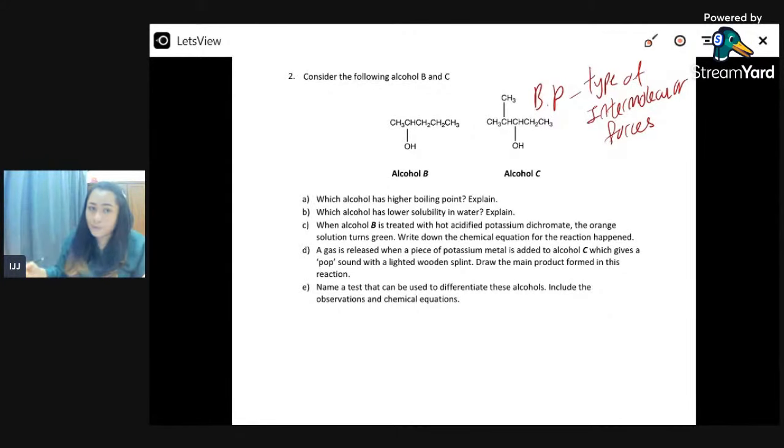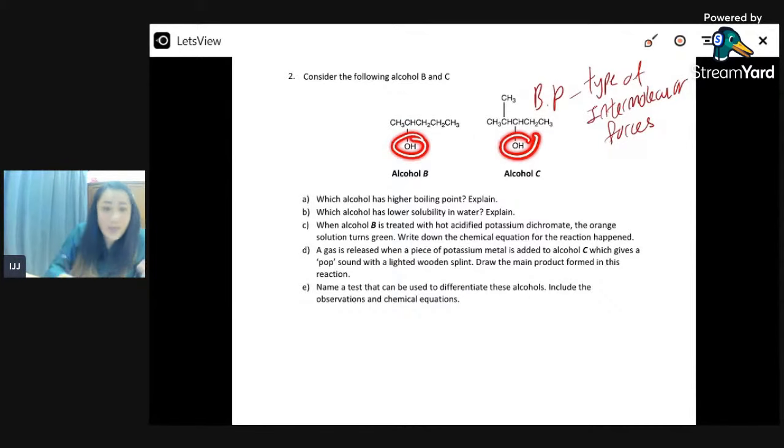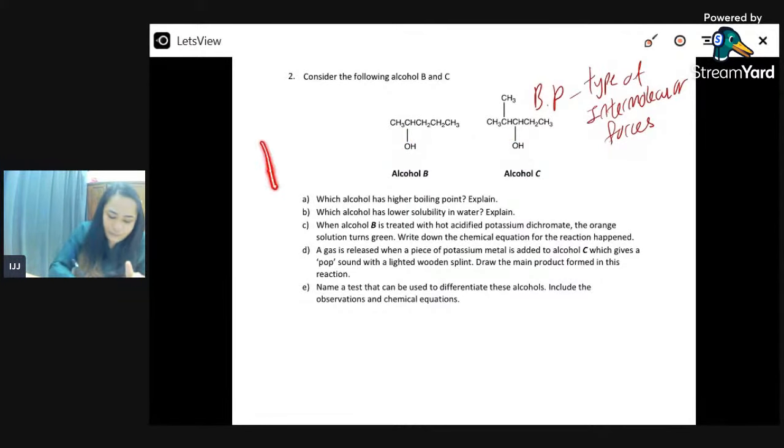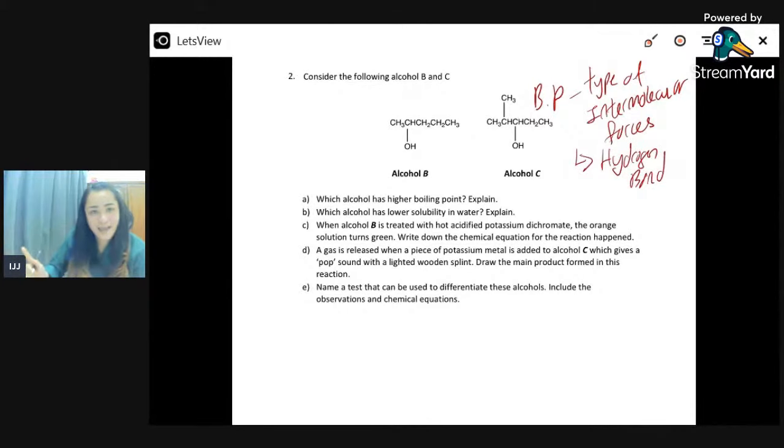So if you look at alcohol B and C, they are both alcohols. So in alcohol, you know that because of the OH group, it can form hydrogen bond. So if you look at alcohol B and C, in alcohol the types of intermolecular forces it has are hydrogen bond and van der Waals forces of attraction.